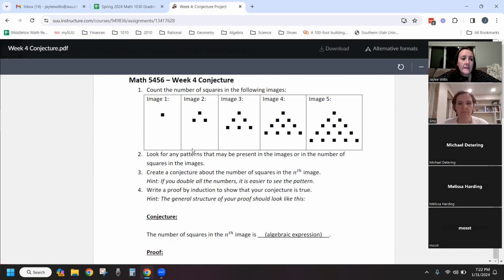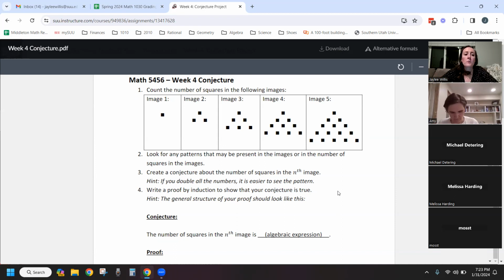Okay. Yep. And Melissa, nice job on catching the general pattern. To get to image 4, you would add 4 boxes. If you wanted to get to image 5, what would that one be? Yep, add 5 boxes. So if you want to get to the 6th image, you would add 6 and then you'd add 7 and so on.